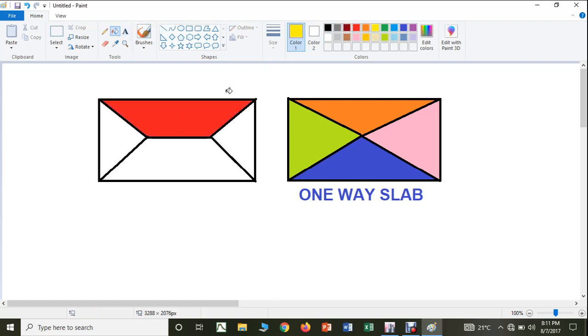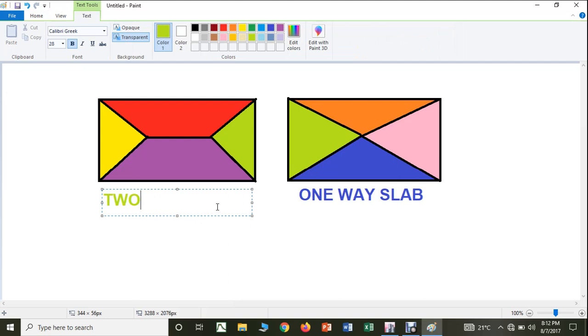So this will be the trapezoidal shape, this will be the triangular shape. So on this beam, this much area of the load will be transferred to this beam, this much area of the load will be transferred to this beam, and this much area of the load will be transferred to this beam. So this is how it happens in the case of a two-way slab.